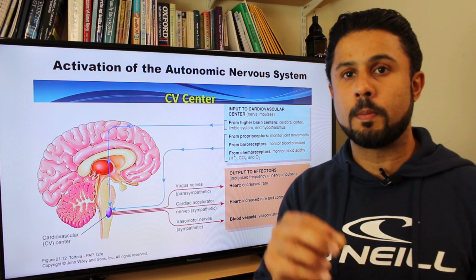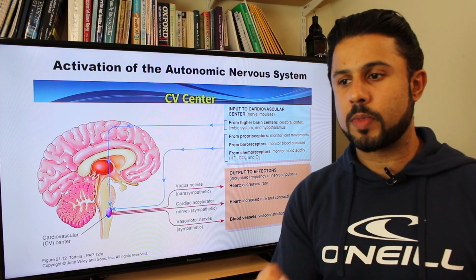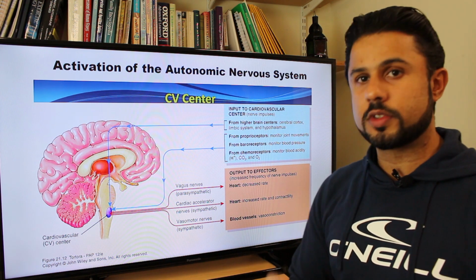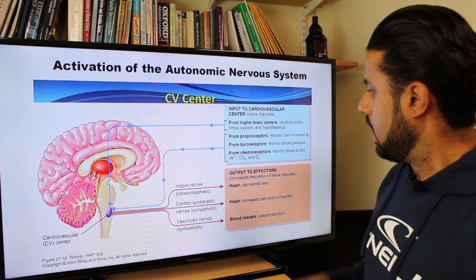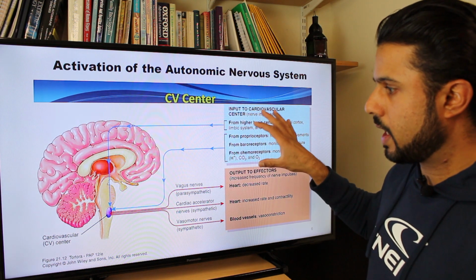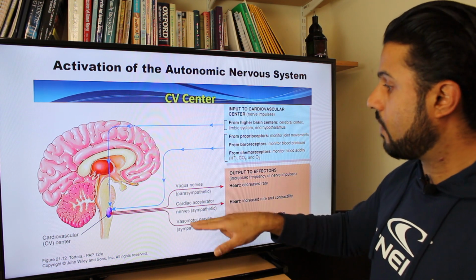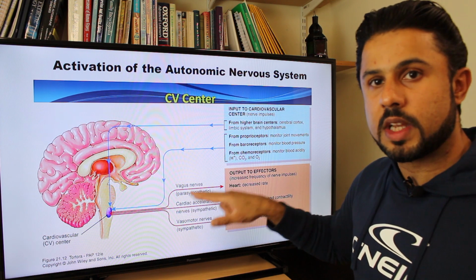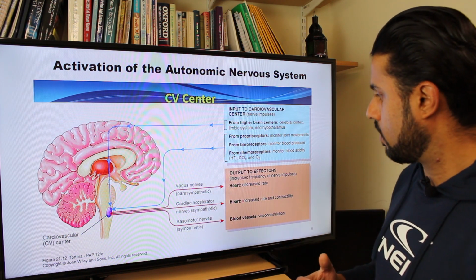That is to deliver blood to the tissues as quickly as possible and get rid of the metabolites as quickly as possible, so that you can really get yourself into peak performance. So you have these inputs going to the cardiovascular center, and then the cardiovascular center via various nerves. So with the parasympathetic system, it has the vagus nerve, and that innervates the heart and some other areas.